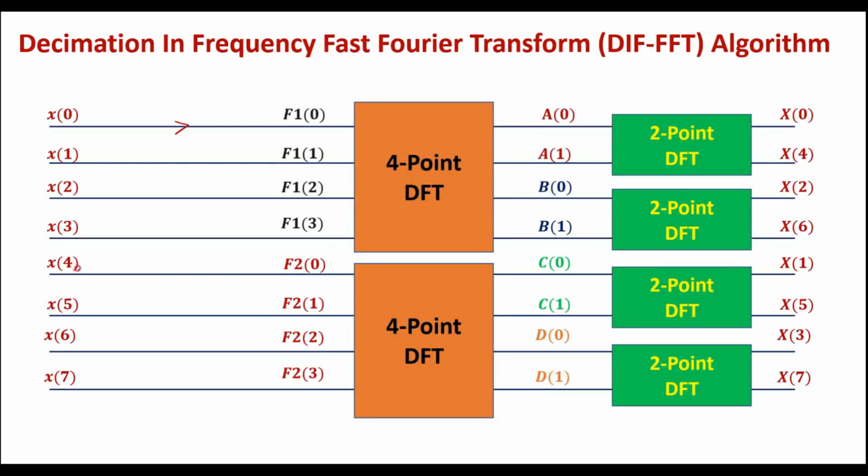So here we have x of 4. So just connect the line from x of 4 to this line. So here x of 4 is connected. We have to show the arrow mark like this. So this is f1 of 0, which is equal to x of 0 plus x of 4. This is the point where both the signals will be added up.